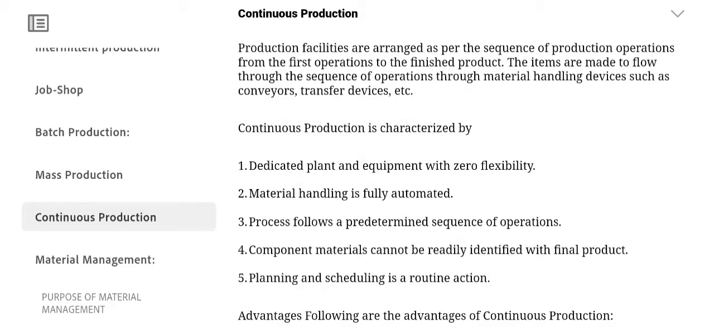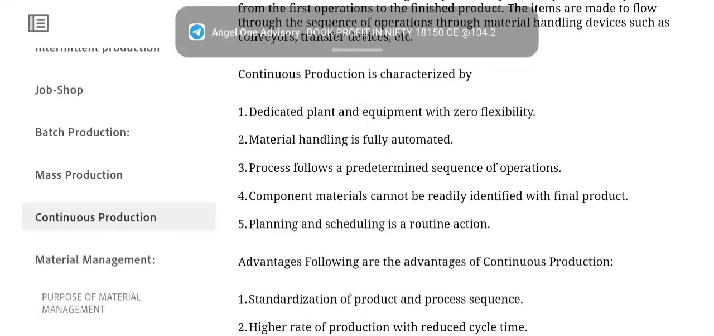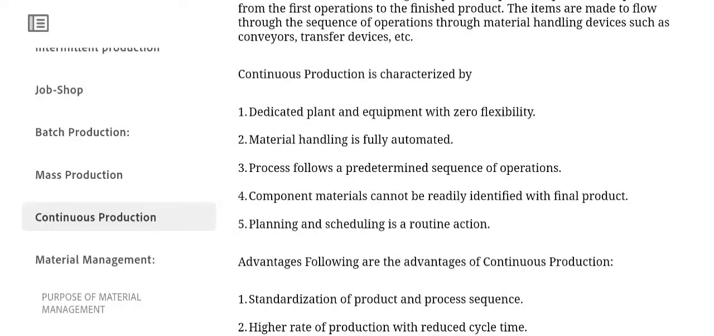Okay. Now let's see, the continuous production is characterized by what? A dedicated plant and equipment with zero flexibility. After that, material handling is fully automated. Process follows a predetermined sequence of operation. Component materials cannot be readily identified with the final products. And after that, planning and scheduling is a routine action.